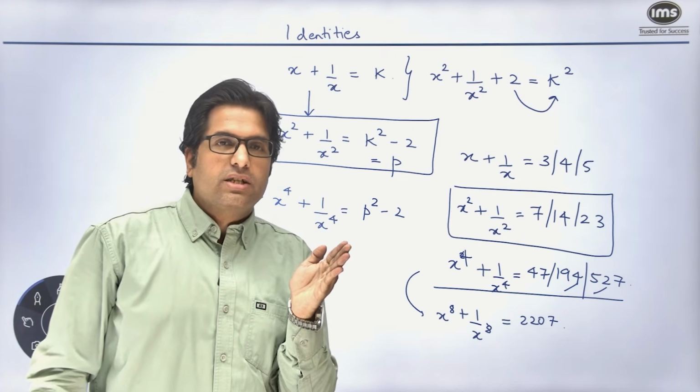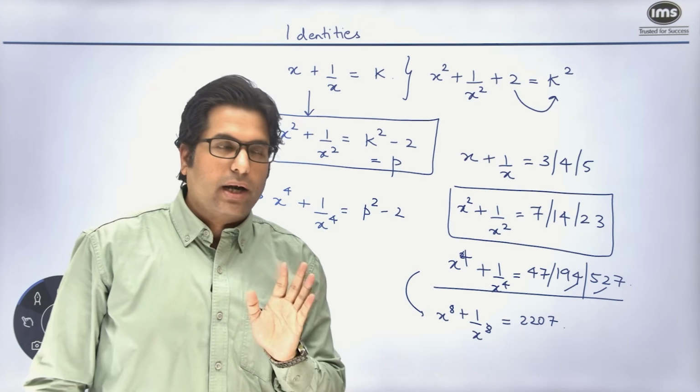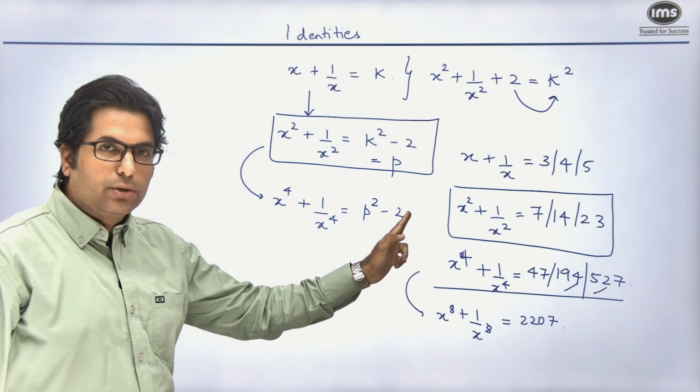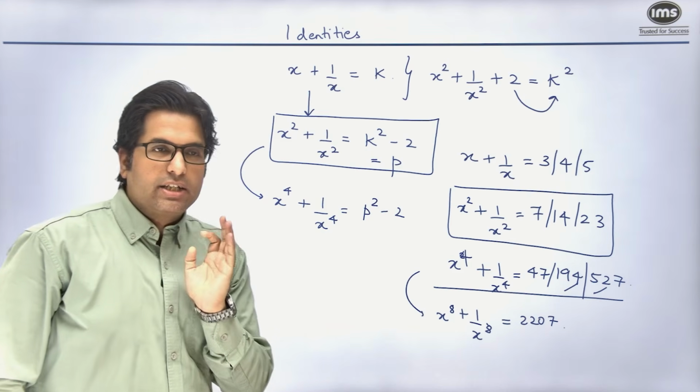Whatever was the previous term without squaring, you just need to square it and subtract 2. So k square minus 2, p square minus 2. You can assume this to be m. Next term would be m square minus 2. So I think this is pretty straightforward.